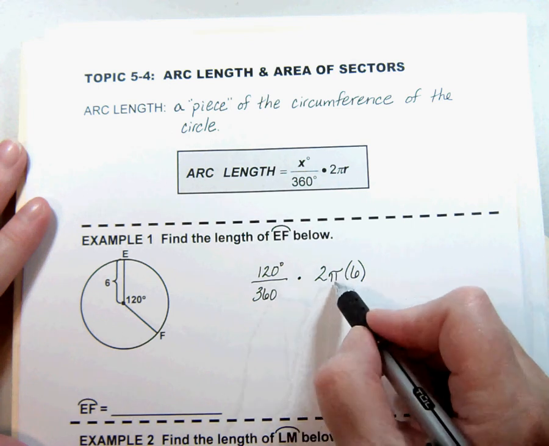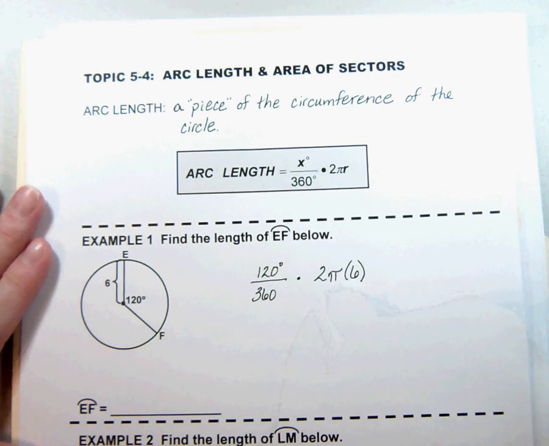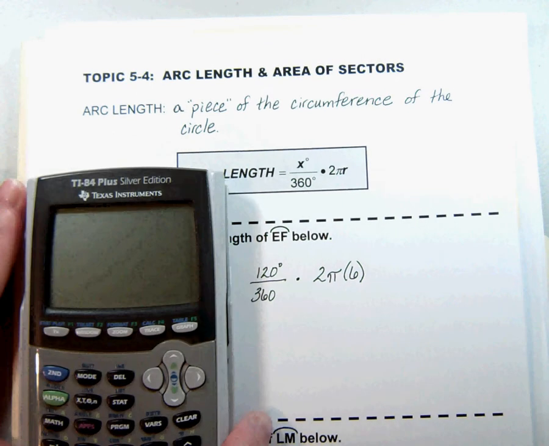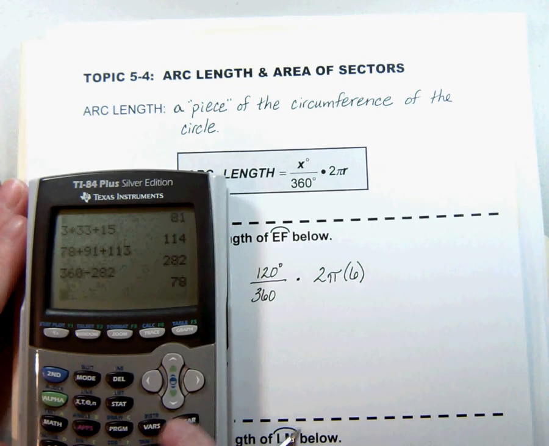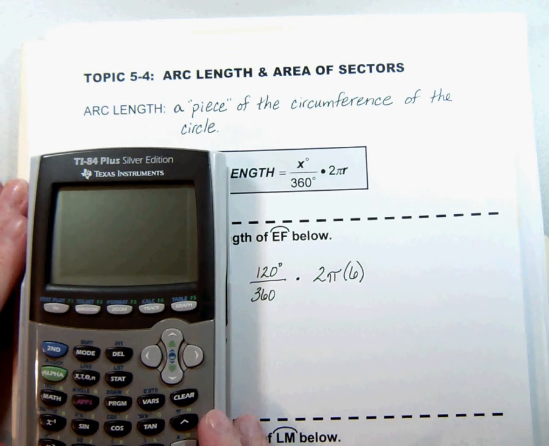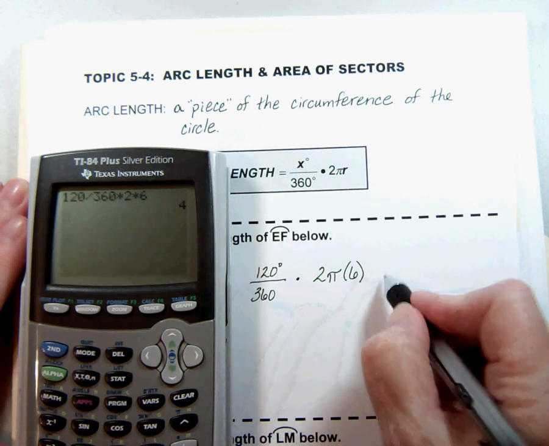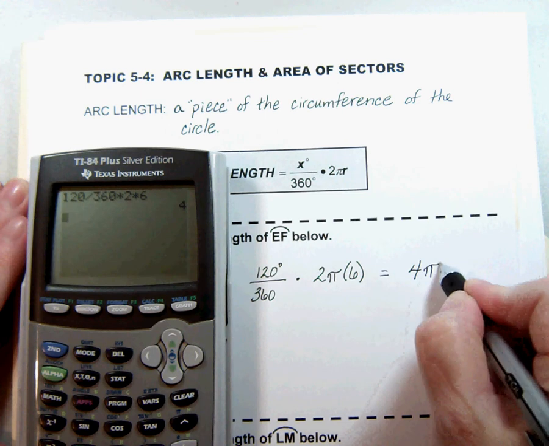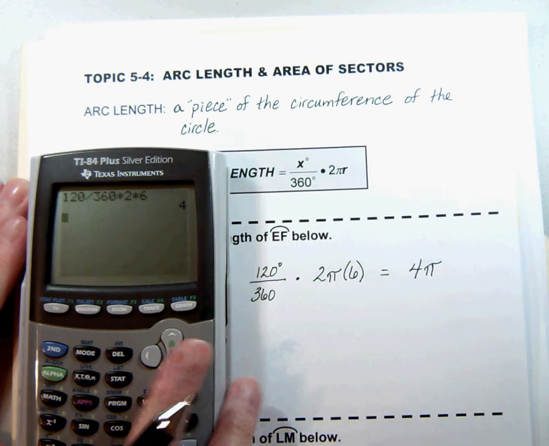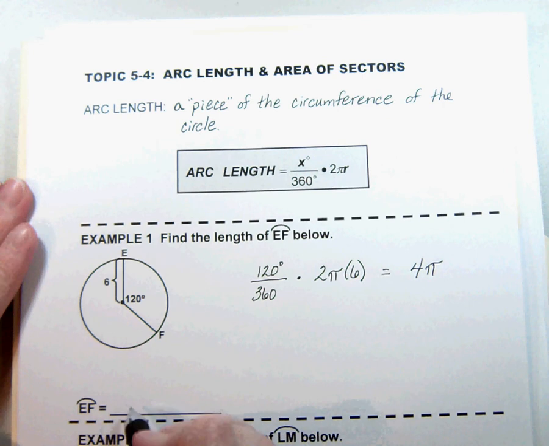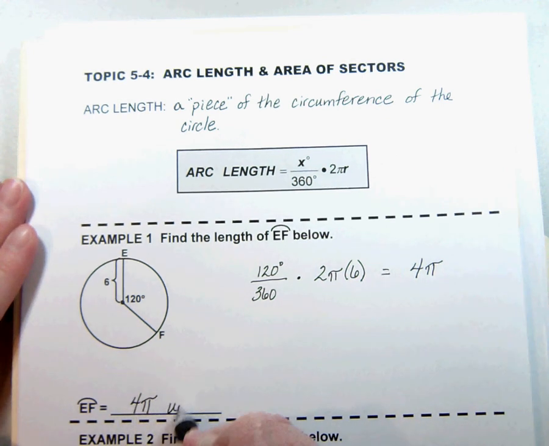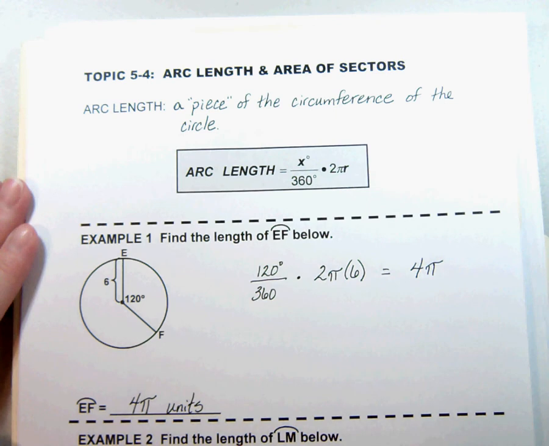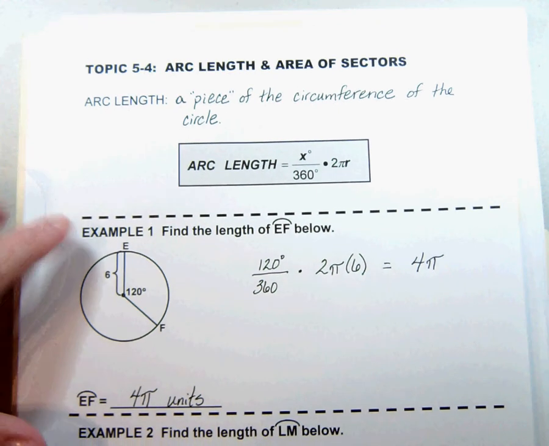If you want to do this in the calculator, just leave the pi out. I think I'll show it to you. Let's do it. You don't really have to use parentheses for your fraction. You can just type in 120 over 360 and then times 2 times 6. We're going to leave it in terms of pi. So this entire answer right here would be 4 pi, because you're leaving pi as a symbol, and the units are not given, so we'll just put 4 pi units, and that means that is the length of arc EF.